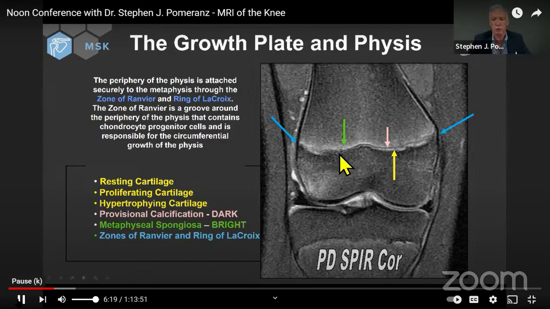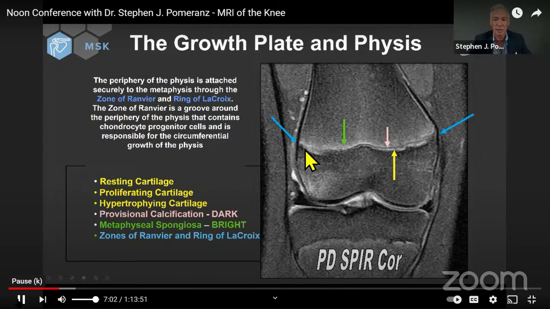I'd like to show you the normal growth plate. And this white striped area, which is a little thicker on the medial side, a little thinner on the lateral side, consists of three zones: the zone of resting cartilage, proliferating cartilage, hypertrophying cartilage, and then stacked upon that is the laying down of bone, this thin black line delimited by the salmon color arrow. And that thin black line represents the zone of provisional calcification. So that's how the bone grows. The bone can also grow sideways from medial to lateral via the zones of Ranvier and the ring of LaCroix, a subject for another day in the pediatric knee discussion.